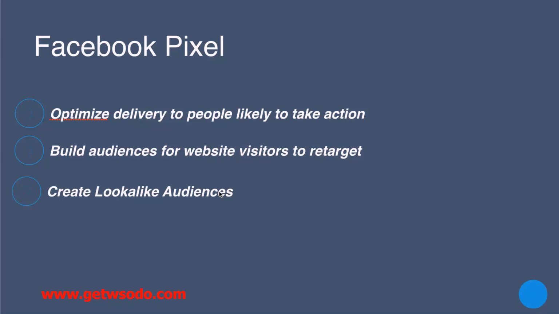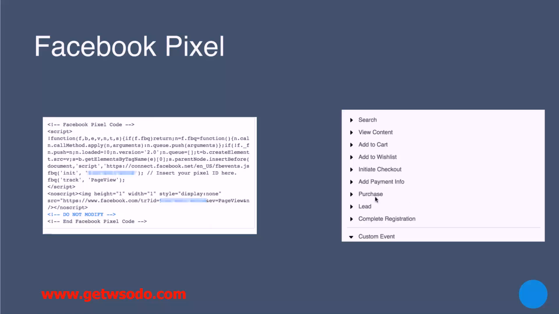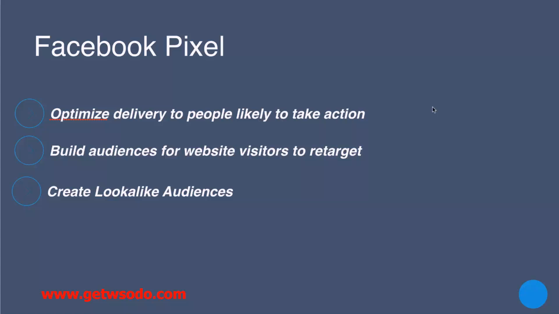So the Facebook Pixel will optimize delivery to people likely to take action. If we have set it to purchase or lead or whatever, let's say we've set it to purchase and we're getting all this purchase data, Facebook's going to most likely put your advert in front of people who are going to purchase over time, right? It's going to start to put your advert in front of the people that are going to purchase, or most likely will purchase. It doesn't mean that they're going to purchase, but they have a better chance.